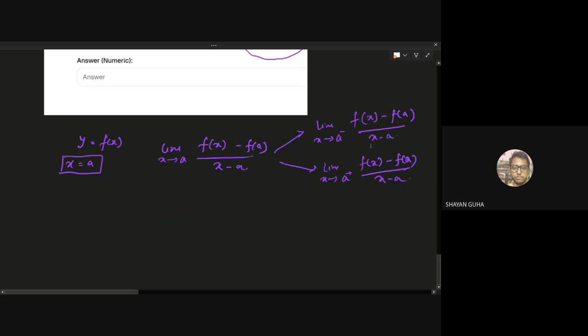What does it mean that a derivative exists at a particular point? If we calculate this value, let's say the left hand derivative, it should give me a finite value, not an infinite value.